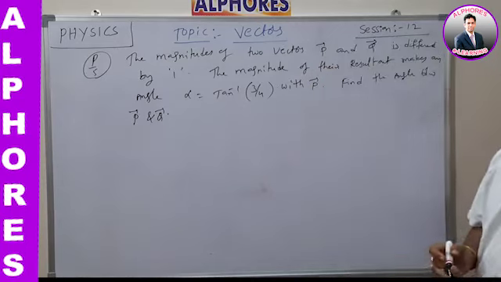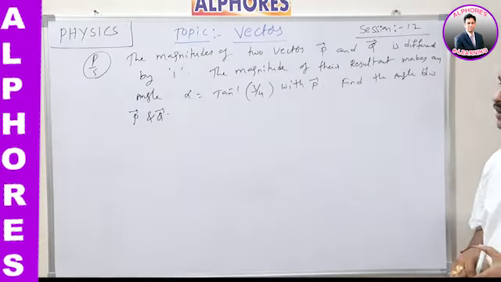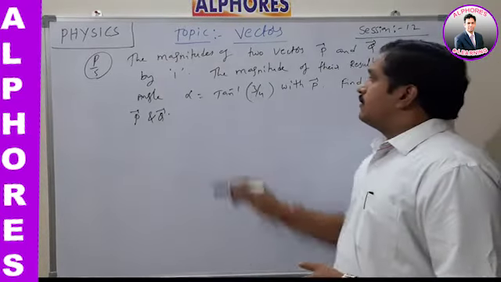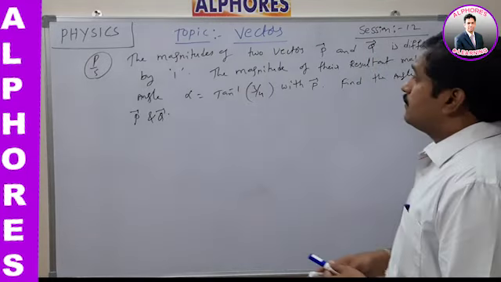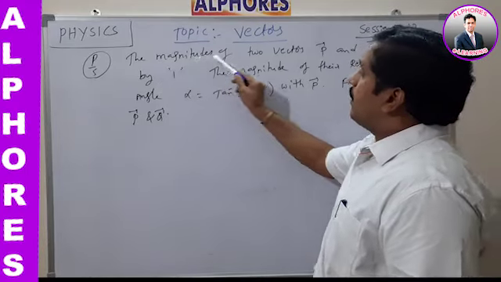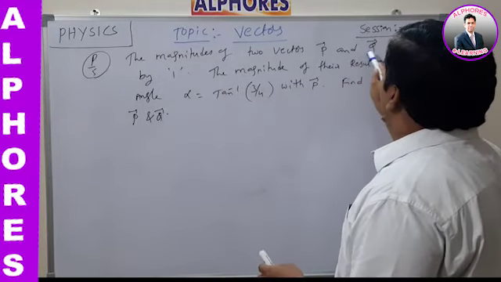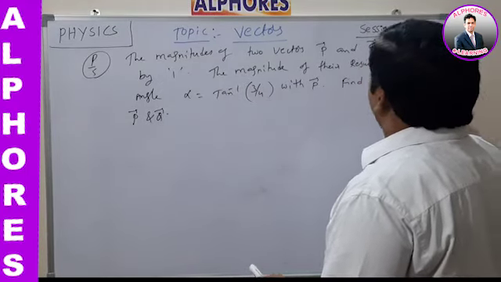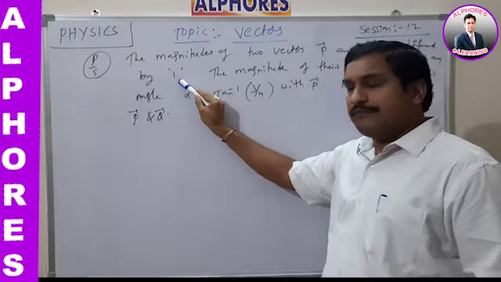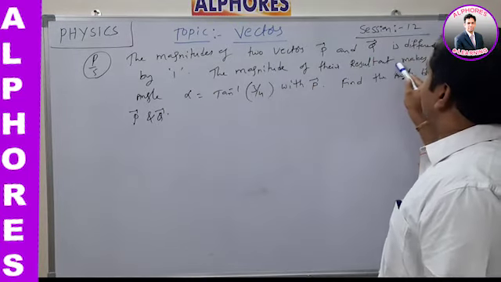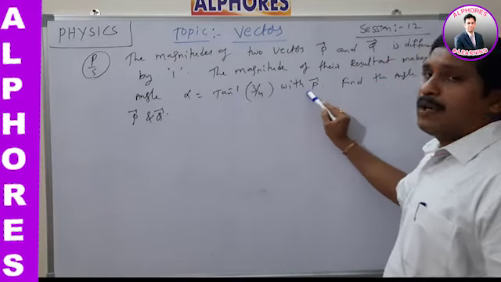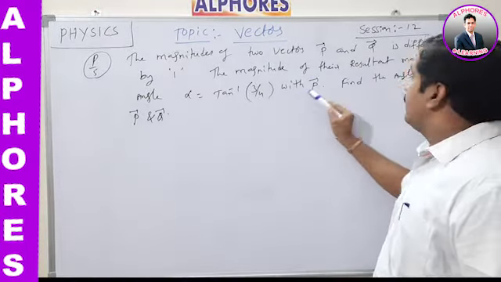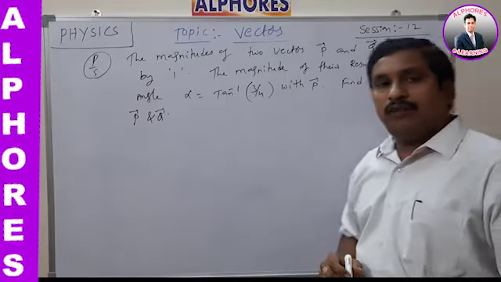This is also a most important question based on the parallelogram law of addition of vectors. So here what I am giving is the magnitudes of two vectors P bar and Q bar are differed. Differed means subtracted by how much? 1. And the resultant makes an angle how much? Alpha is equal to tan inverse 3 by 4 with P bar, means the direction of the resultant is given. So find the angle between the two vectors P bar and Q bar.